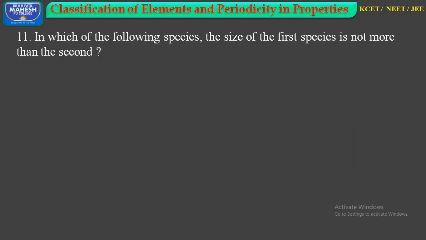Question number 11. In which of the following species the size of the first species is not more than that of second? And the options are option A, lithium and fluorine. Option B, ferrous and ferric. Option C, sodium cation and fluoride anion. Option D, sulfur and oxygen. Students, sodium cation and fluoride anion are isoelectronic ions, because in case of sodium cation, sodium atomic number is 11.